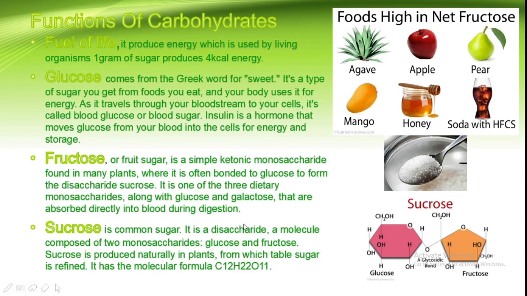Sucrose is a common sugar. It is a disaccharide molecule composed of 2 monosaccharides, glucose and fructose. Sucrose is produced naturally in plants from which table sugar is refined. It has the molecular formula C12H22O11. You know it better as table sugar, sucrose. So here is the formula of the sucrose on your right side, and the cyclic structure of the sucrose.